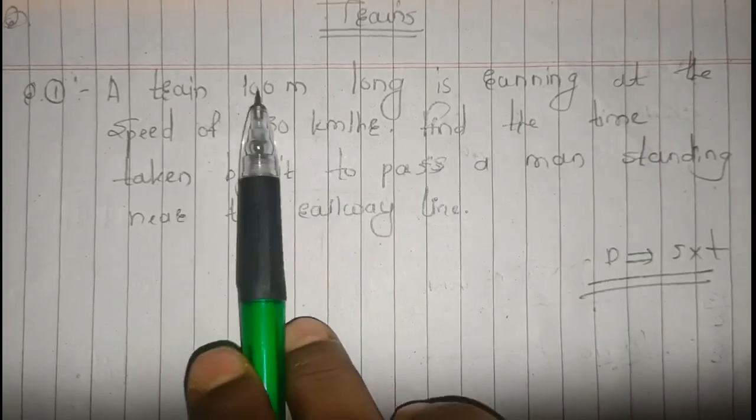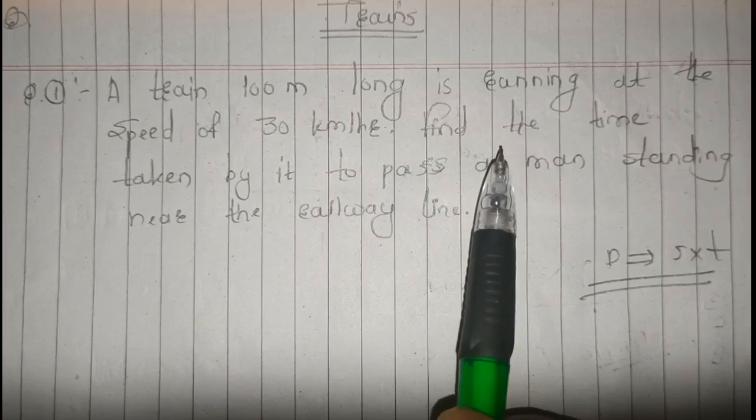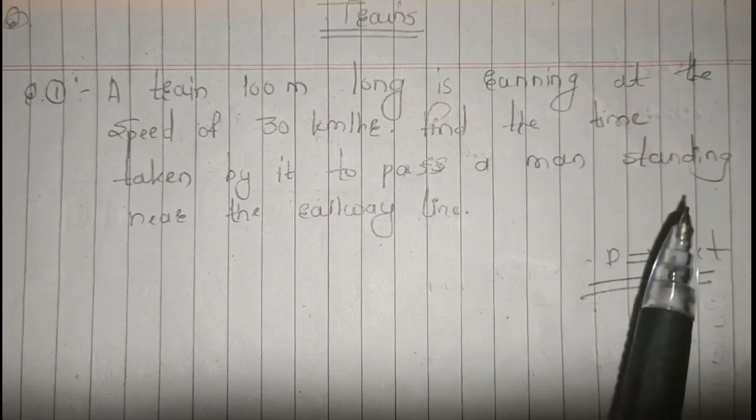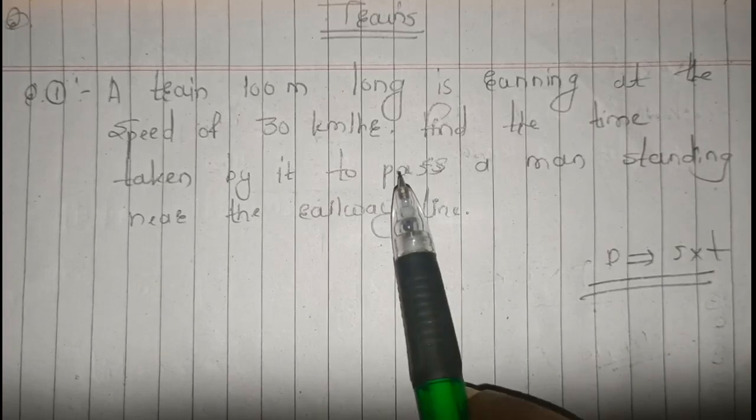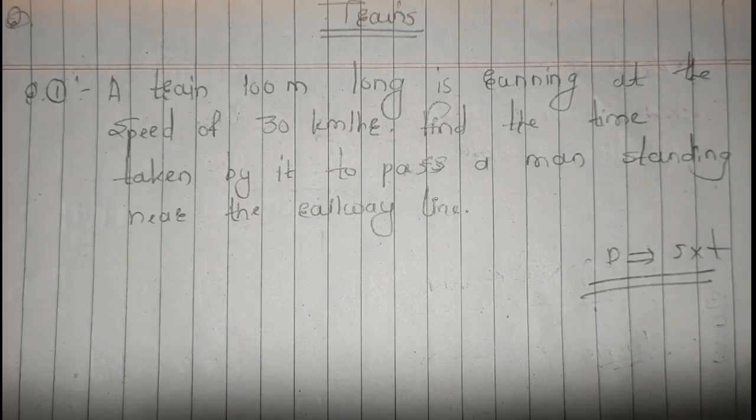So here a train of 100 meters is running at a speed of 30 km/h. You have to simply find the time taken by it to pass a man standing near the railway line. Here the man is standing near the railway line, which means the man is just still, right? The man is not moving. Here, the man doesn't have any length that we can consider for measuring the distance. But when we say bridges or platforms, we have to consider the length of the bridge and platform.